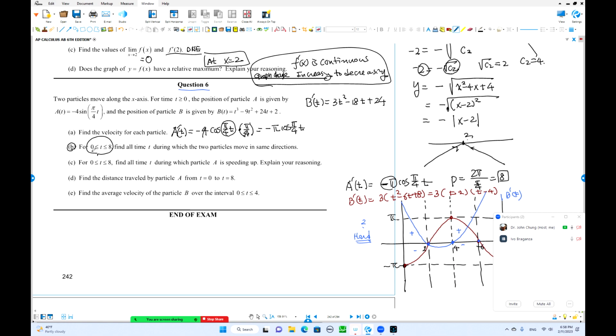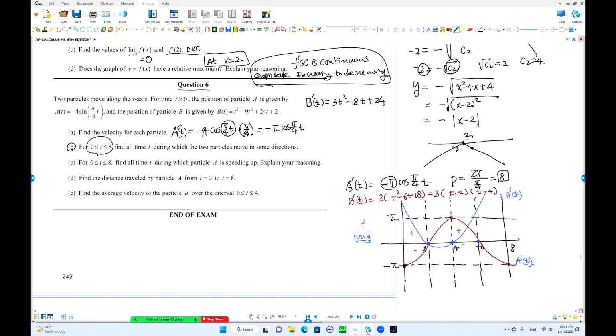In this interval from 0 to 8, during which two particles move in the same direction. Same direction means the derivative has the same sign. Positive, move to the right, both. If velocity is negative, move to the left. Last time we made a graph over here.